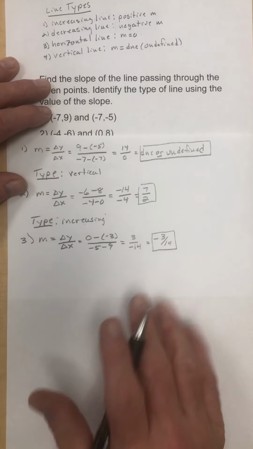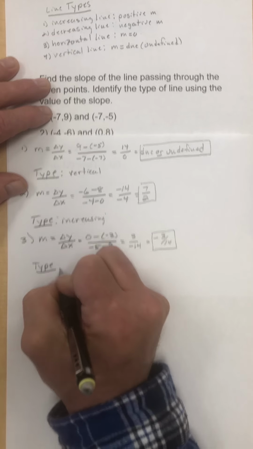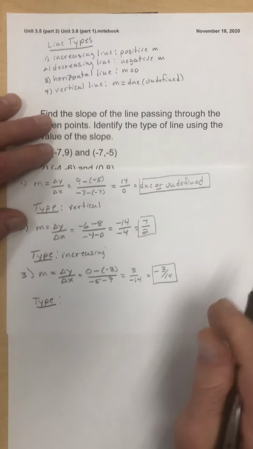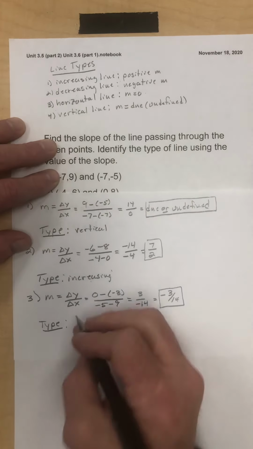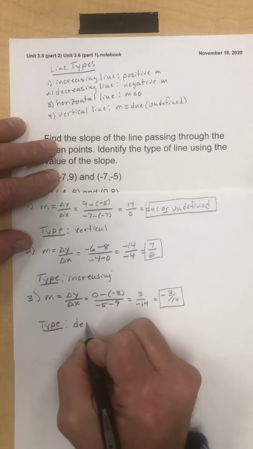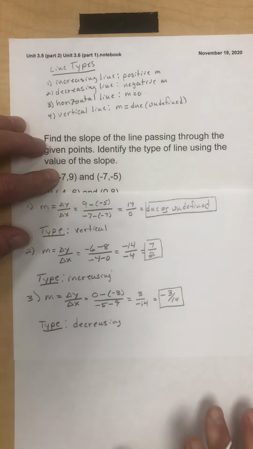So if I look at my line type, what happens when we have a negative slope? That means I have a decreasing line. So my type would be decreasing. It's a decreasing line.